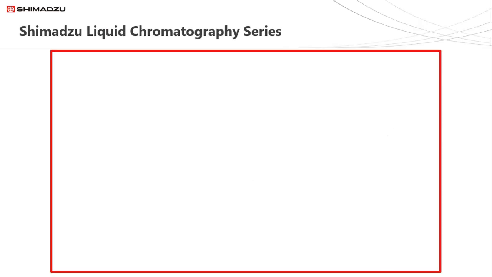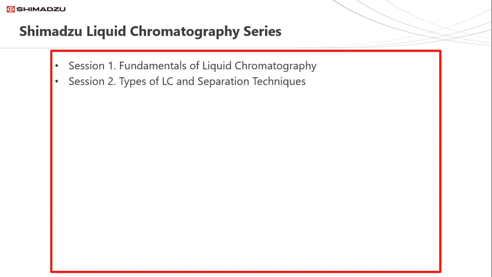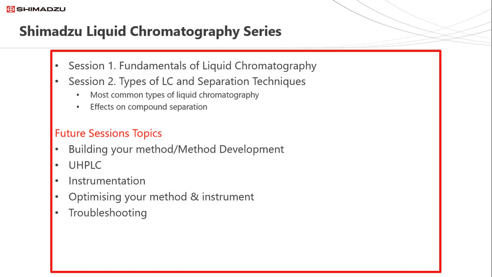This series of webinars continues from our last session entitled Fundamentals of Liquid Chromatography, with today's session looking at types of separation we may come across and how these separate our compounds. We will also touch upon some effects used to improve the separation. Our future sessions will include topics such as building your method or method development, UHPLC, instrumentation, optimizing your method and instrument, and troubleshooting of data and common issues.